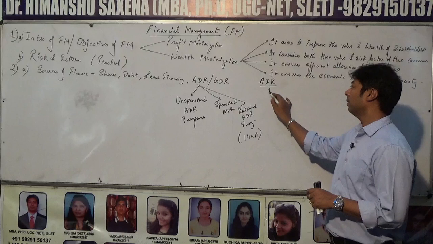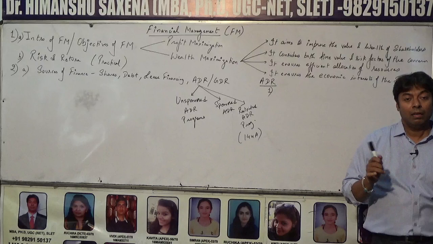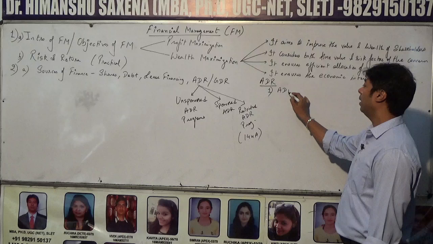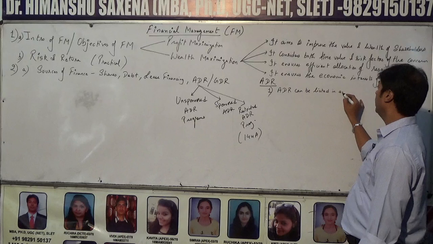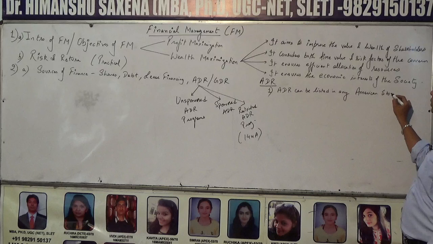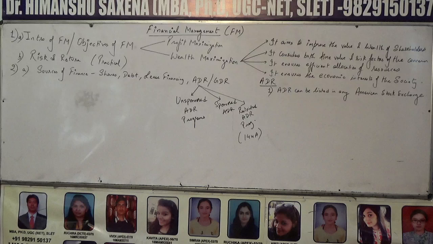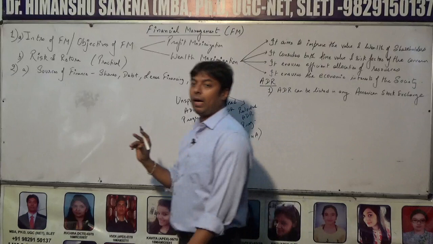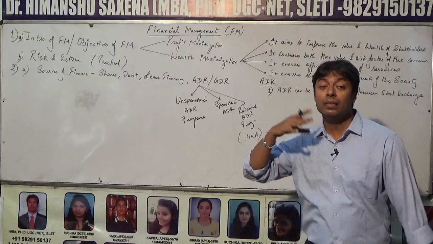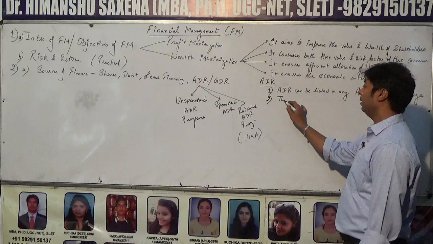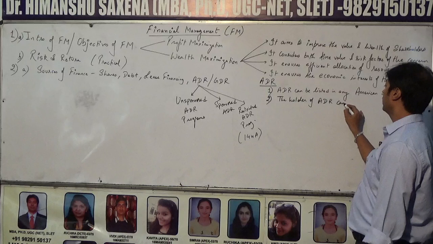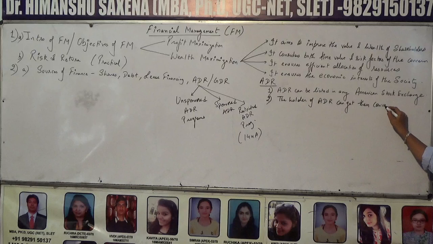Now remember some of the points of ADRs. Number one, ADRs किसी भी American stock exchange में list हो सकती हैं. That is their first characteristic. ADR can be listed in any American stock exchange. Right, they can be listed in any American stock exchange. Number two, जो भी ADR का holder होता है ADR को वो किसी भी time पर shares के अंदर convert करवा सकता है. So the second characteristic is the holder of ADR can get them converted into shares.